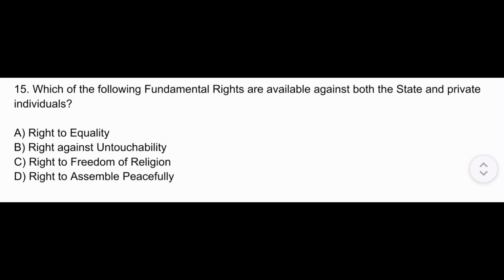The next question: which of the following fundamental rights are available against both the state and private individuals? Option A, right to equality, option B, right against untouchability, option C, right to freedom of religion, option D, right to assemble peacefully.